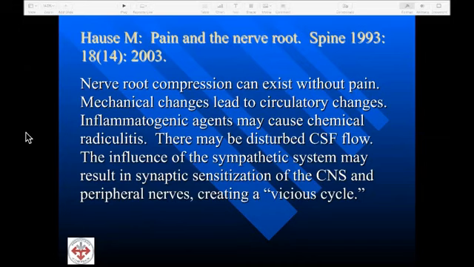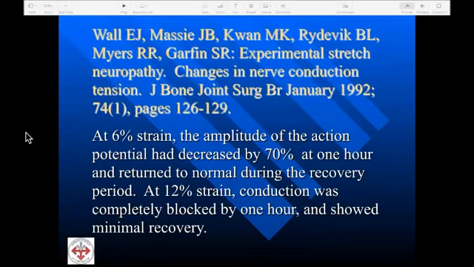The local irritation can also lead to the presence of inflammatogen agents, such as histamine or substance P, which may cause a chemical radiculitis. In addition, as mentioned, there may be disturbed CSF flow, and there may be sympathetic sensitization leading to what they've described as a vicious cycle. We can have sympathetically mediated pain. We can also have dysfunction of the autonomic system.